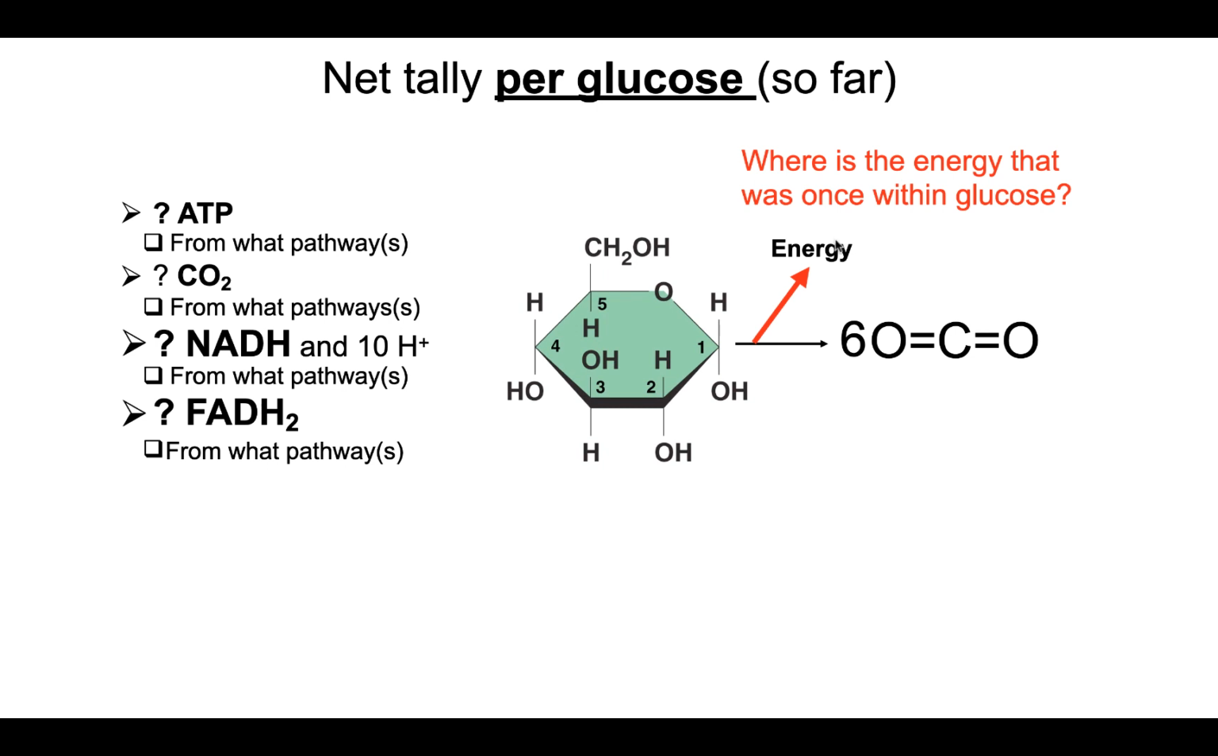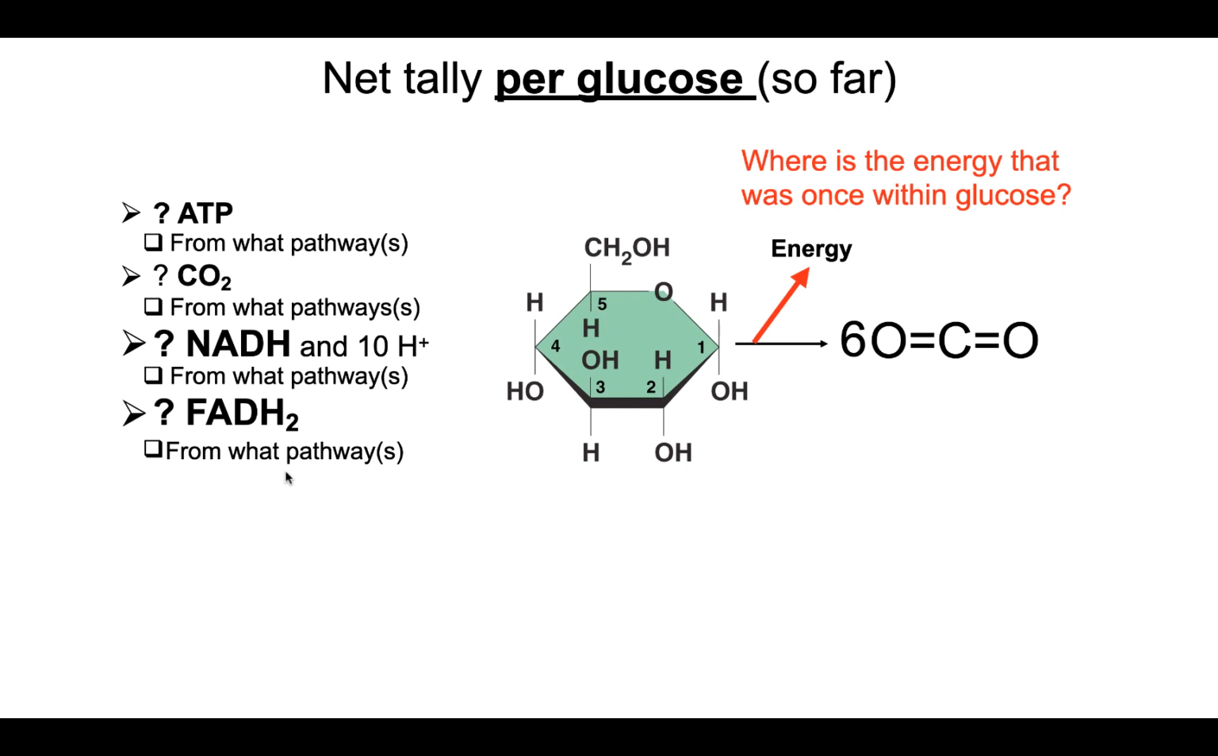In addition, I want you to tally this up. At this point, where we finished the citric acid cycle, all of those carbons are in CO2, how much ATP have we produced at this point? And from what pathways? How much CO2 have we produced and from what pathways? Of course, it's 6 because I told you that, but where do those CO2s emerge? Which pathways? How many NADHs have we produced and from what pathways? And finally, how many FADH2s have we produced and from what pathways?